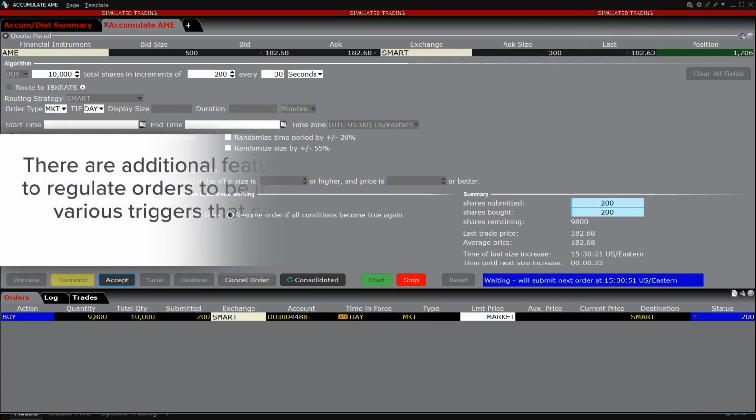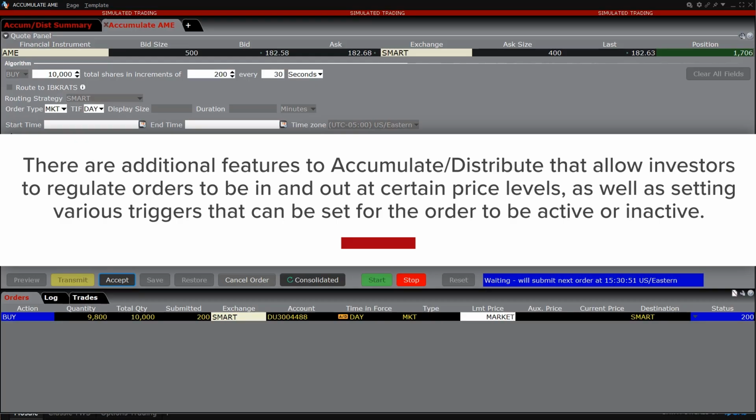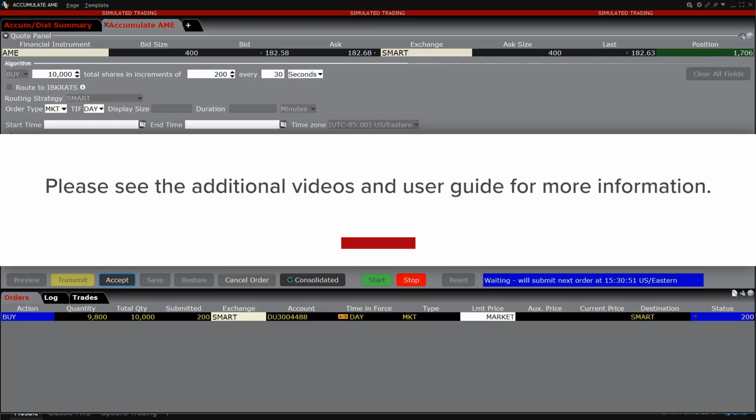There are additional features to the Accumulate Distribute algorithm that allow the investor to regulate the order to be in and out at certain price levels, as well as setting various triggers that determine whether the order is active or inactive. Please see the additional videos and user guide for further information.